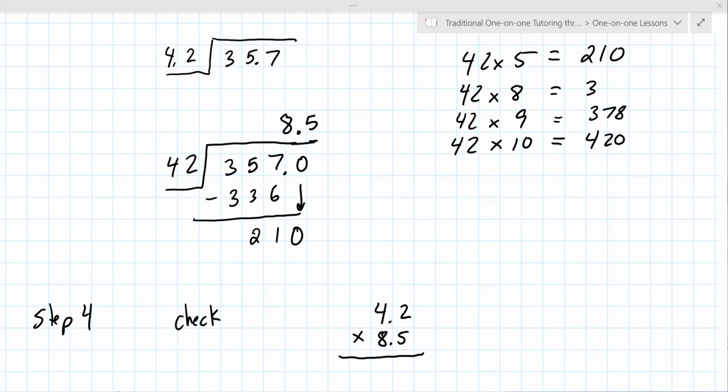And then you'd get 35.7. Yes. And that should check out, meaning it should be consistent with what you already know. Okay. Step 5 would be L equals 8.5 feet.